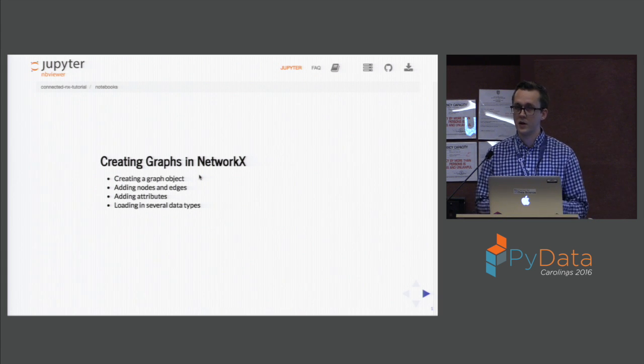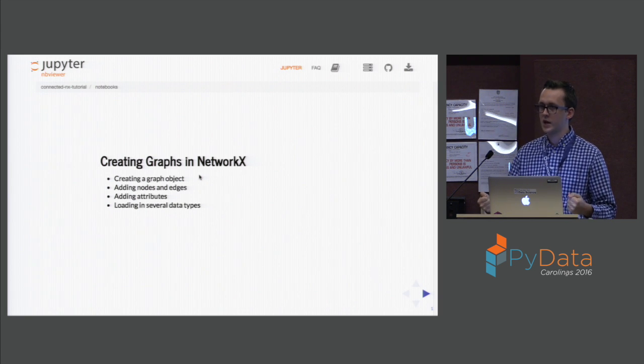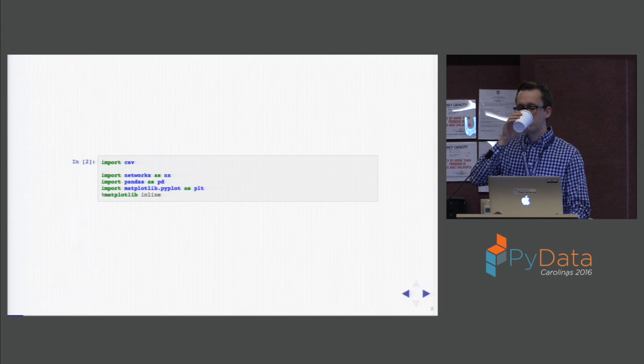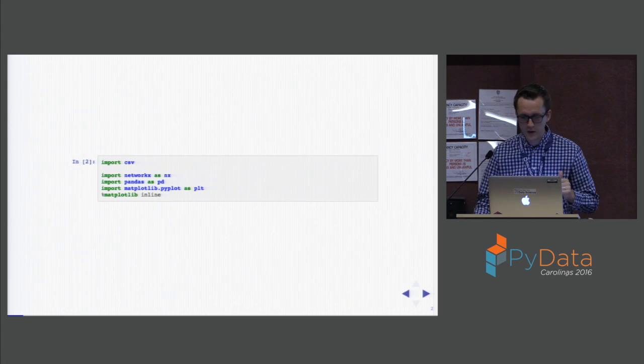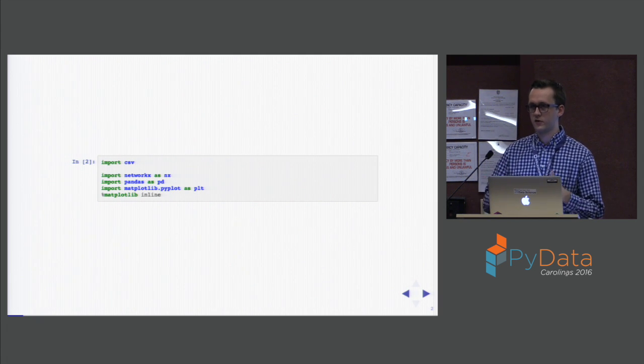Creating graphs in NetworkX. We're going to use the NetworkX library. It's a library for dealing with networks and graphs written purely in Python. It's really nice to get started with and learn from before you advance on to more complicated libraries. So we're going to deal with creating a graph object. We're going to add nodes and edges to that graph. We're going to add attributes to those nodes and edges. And we're going to look at how to load in several different data types. You'll see this typical set of imports for this kind of thing. We're going to use the CSV package just to read in our network data from a text file.